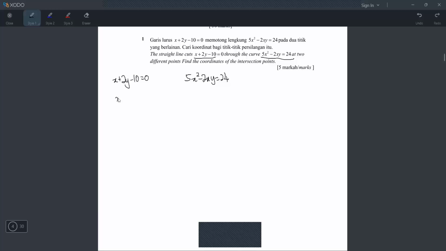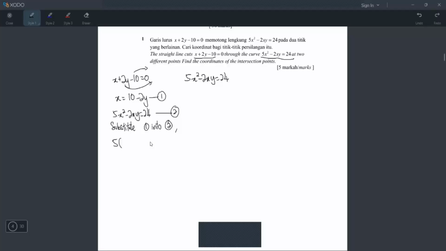So what I will do is try to find x here, make the x single. How to make the x single? I can move the 10, negative 10 becomes positive 10, and the plus 2y becomes minus 2y. After I make my x single, I will substitute this equation 1 into this equation. So I'll write 5x squared minus 2xy equals 24, and I'll call this equation 2. Then I'll write substitute 1 into 2, and start to substitute.